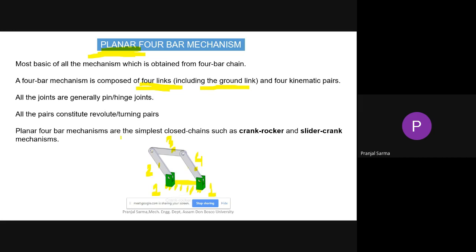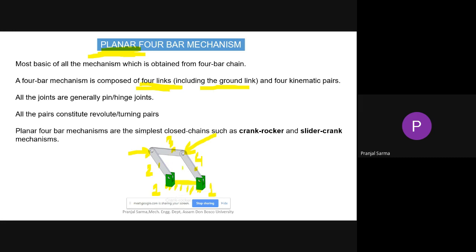Generally this joint portion, if you consider, these are nothing but pin or hinge joints that we have. Because of that, they can have relative motion between them, and the type of relative motion is turning. They can revolve with respect to each other, depending on whether they will just oscillate or make a complete revolution.